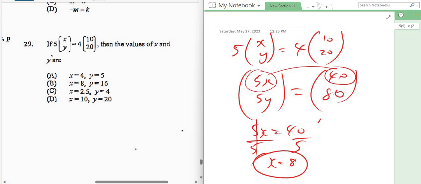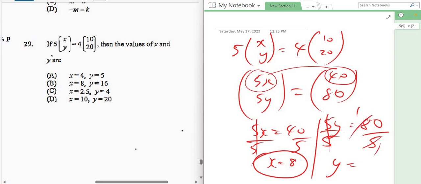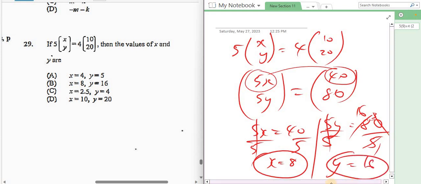But we can always double check by putting 5y equals 80, divided by 5. 5 into 8 goes once, remainder 3. Put the 3 by the 0. 5 into 30 goes 6 times. So that's 16. y equals 16.